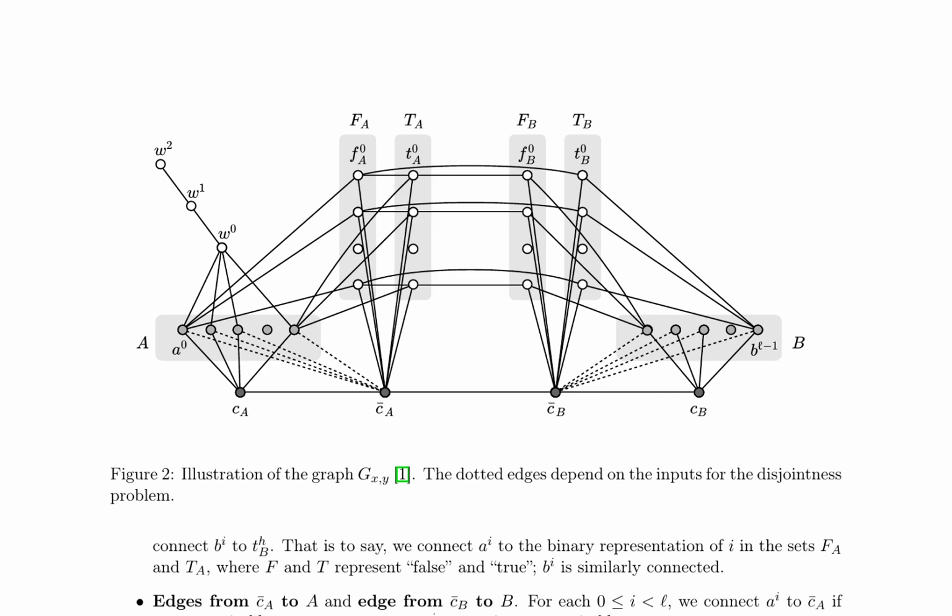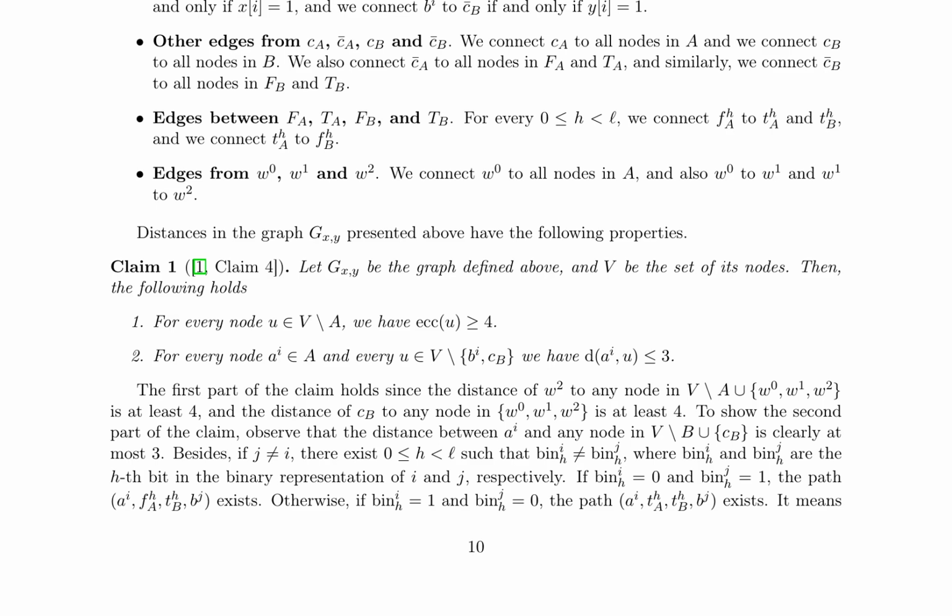Claim 1 states that for every node U not in A, the eccentricity, or maximum distance to any other node, is at least 4. Additionally, for every node A_I in A and every node U not in B_I, C_B, the distance between A_I and U is at most 3. To prove this claim, we first show that the distance from W_2 to any node not in A or W_0, W_1, W_2 is at least 4, and then demonstrate that the distance from C_B to any node in W_0, W_1, W_2 is also at least 4.